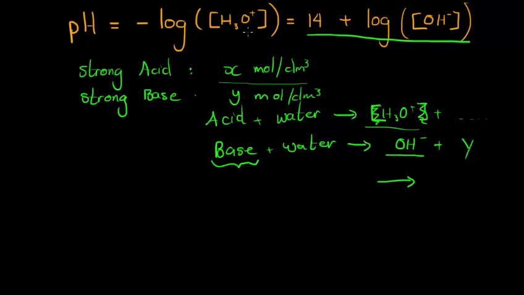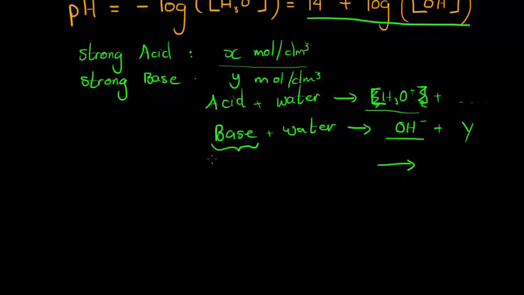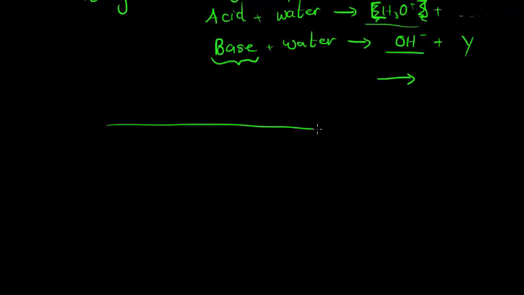Or you can just use this formula and subtract the answer from 14. Get an answer and subtract it from 14. Good, that would give you the pH of a value. Okay, let's just quickly look at the pH scale.